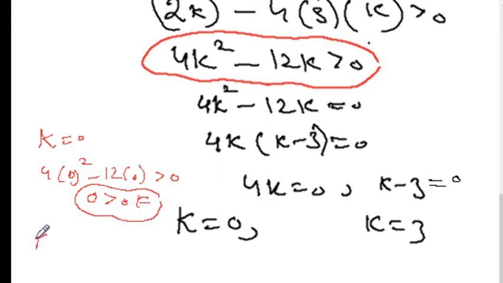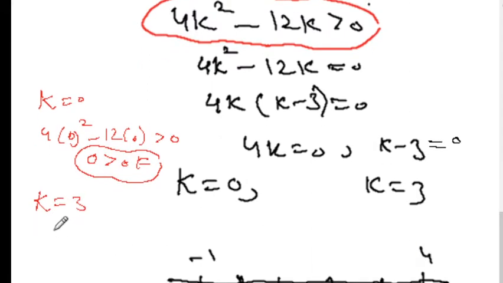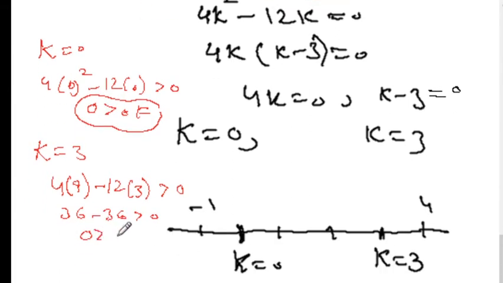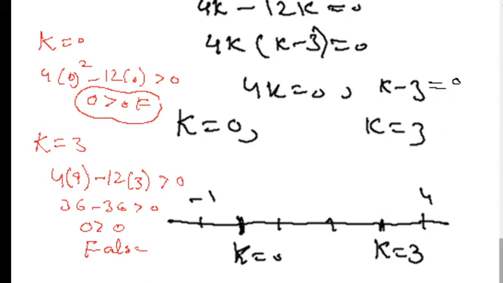If we check k is equal to 3, even this is not giving me the solution, because if we put k3 here, the result should be greater than 0. So 9 minus 12 into 3, this result should be greater than 0, but I'm getting 36 minus 36 here. So I'm getting 0, and 0 is not greater than 0. So these both results are false, which means k0 and k3 are not the solution.